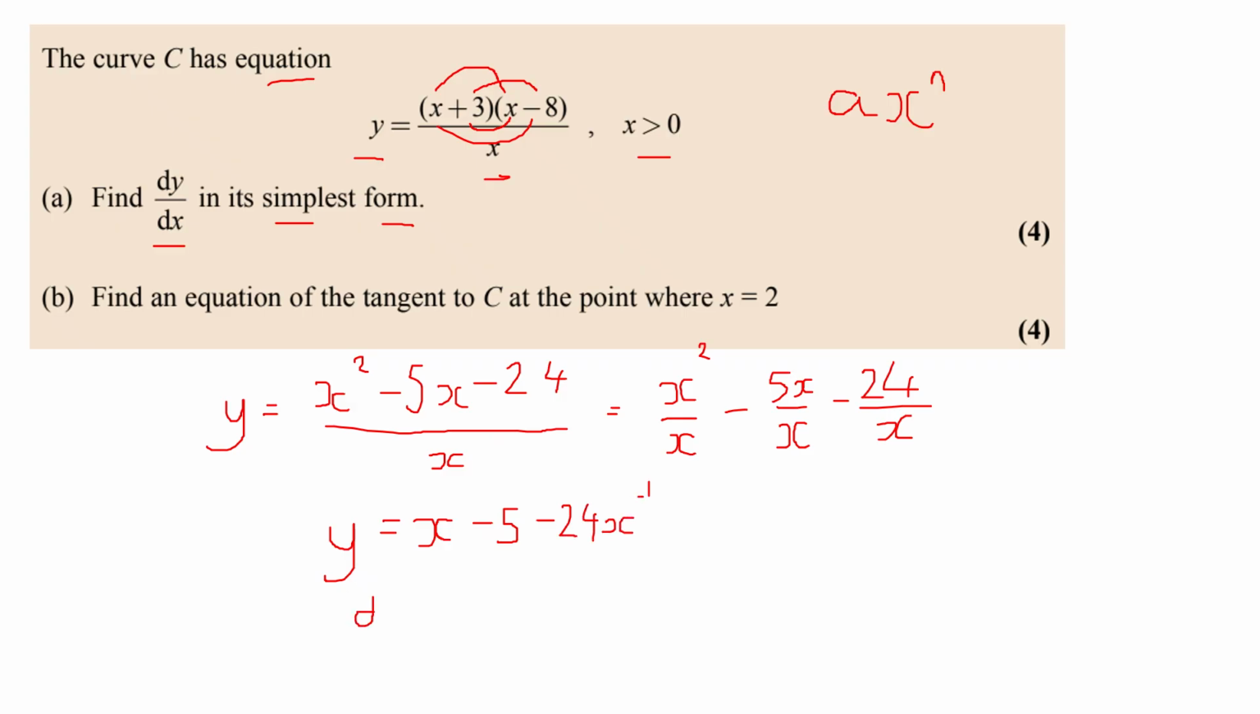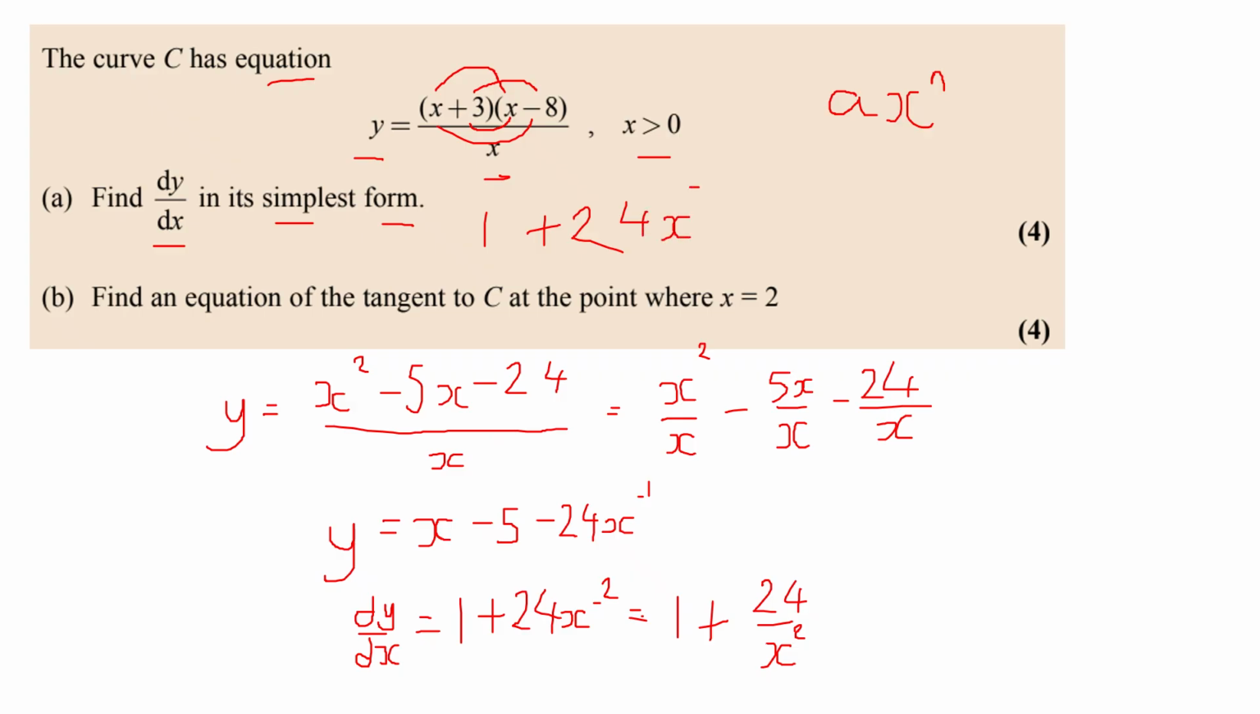dy by dx, so differentiate. Now it's in the format that we want, of something times x to a power. So x goes to just 1, minus 5 goes to 0. Then we have plus 24 x to the minus 2. Again, I can write it as 1 plus 24 over x squared. So that's the first part done. So we got 1 plus 24 x to the minus 2. Remember, the power comes down to the front as a multiplier, and then I knock 1 off the power.